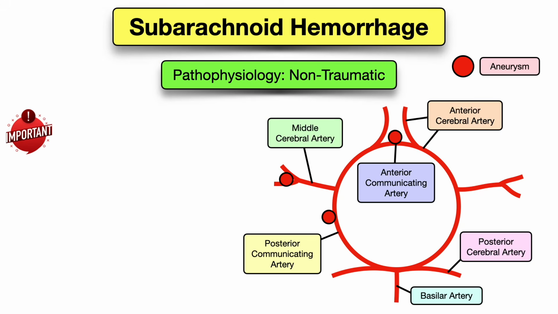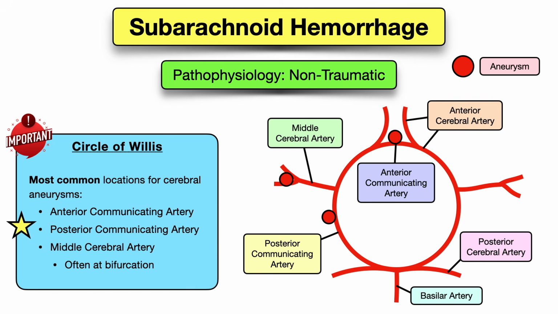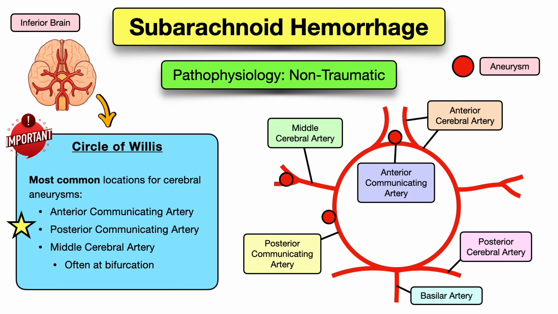This is also high yield, so listen up. The most common locations for a cerebral aneurysm are shown. You need to know this for your exams. The most common locations for cerebral aneurysms are in the circle of Willis. The circle of Willis is a ring of connected arteries located at the base of the brain inside the subarachnoid space. Common locations for cerebral aneurysms include the anterior communicating artery, posterior communicating artery, and the middle cerebral artery bifurcation. Note that the MCA bifurcation is technically a distal extension to the circle of Willis.